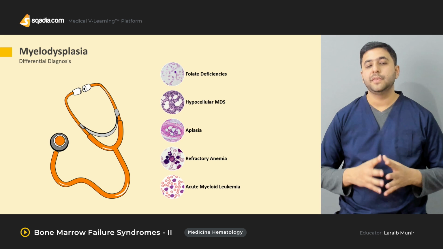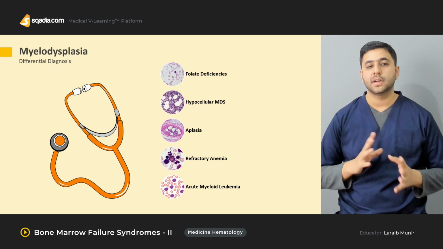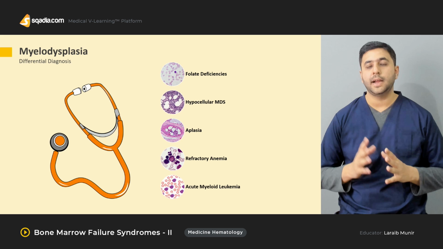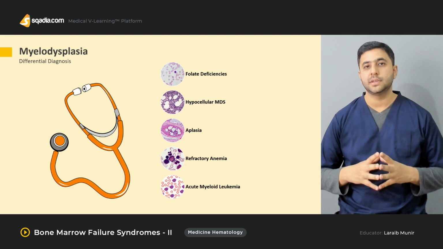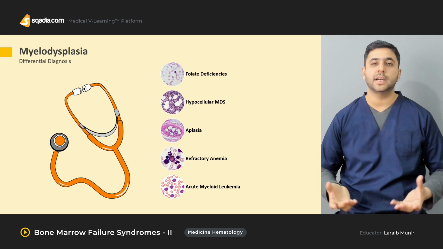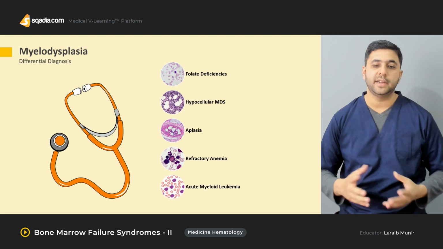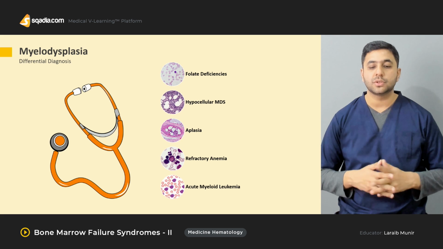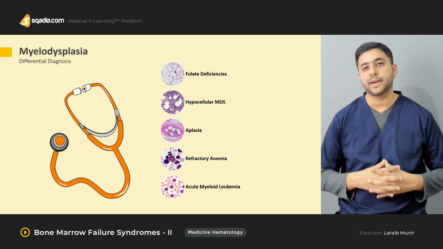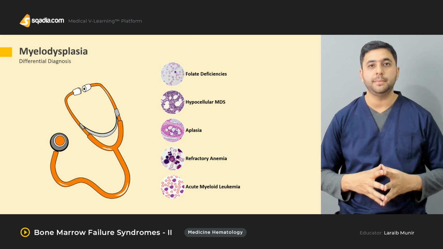Then after we have an idea of the disease, what are the other things which we have to keep in mind, so that we can have a good differential diagnosis? How do we differentiate it from certain other similar problems like folate deficiency or aplastic anemias or certain other types of refractory anemias or an acute myeloid leukemia?